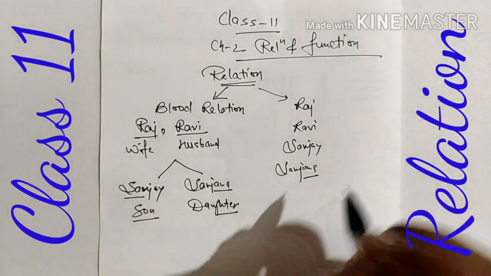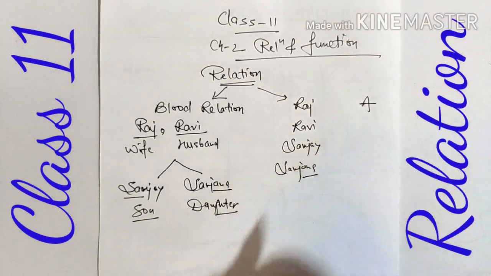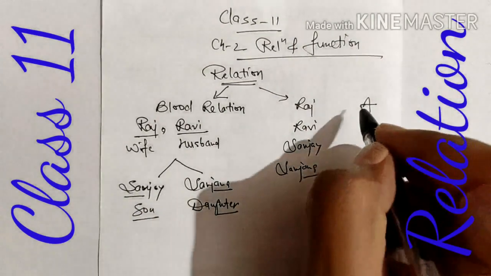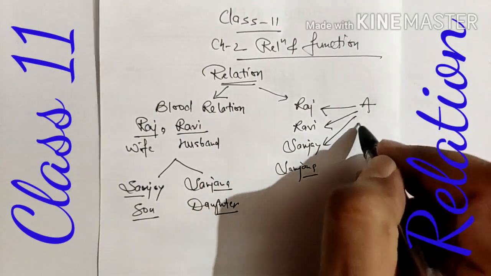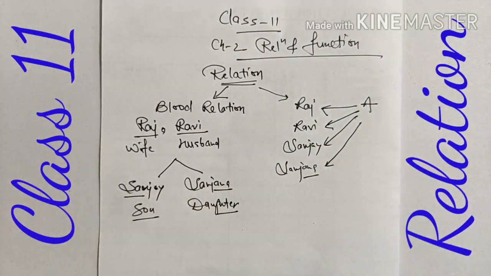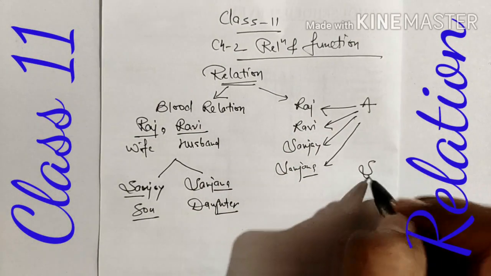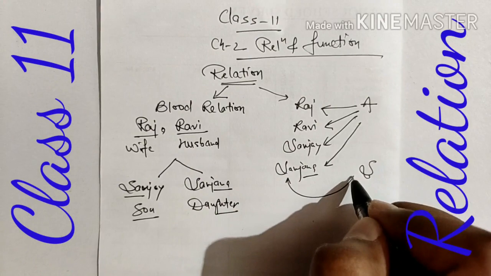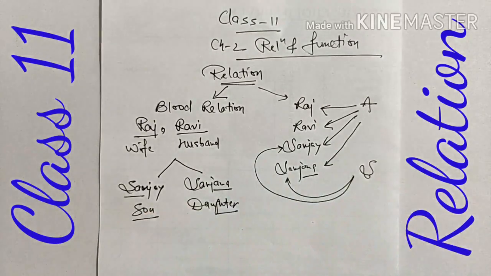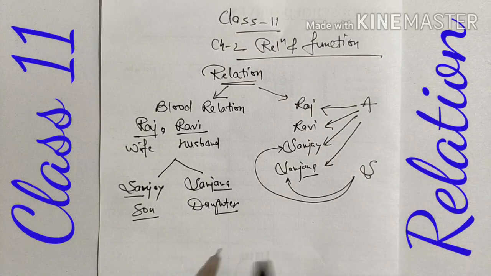Sanjana. If we discuss the alphabet A only, how many are related to it? A is related with Raj, A is there, A is there, A is there. If we say another alphabet, S, where is S? S comes in Sanjana, S comes in Sanjay also. In other words, we can choose other alphabets like this.